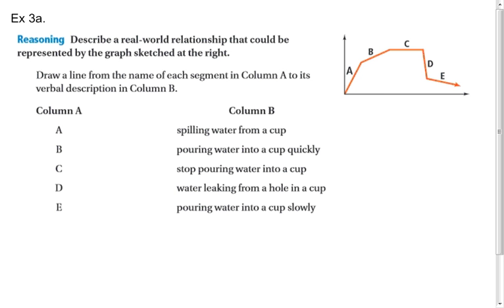Example 3a. Describe a real-world relationship that could be represented by this graph sketched at the right. And the directions say draw a line from the name of each segment in column A to its verbal description in column B. Let's look at A and B here for a second. Both of them have lines that are going up, right? They're both going in the upward direction. How are they different? Well, A is steeper and B is flatter.